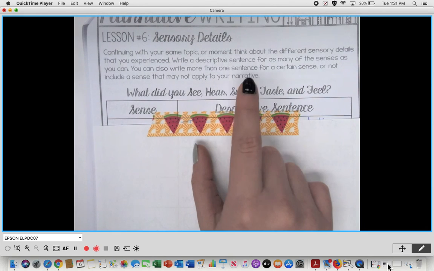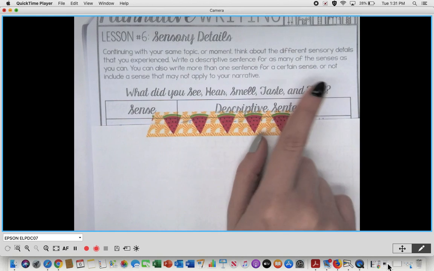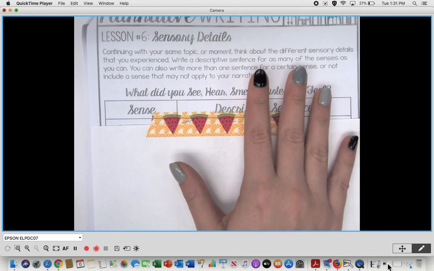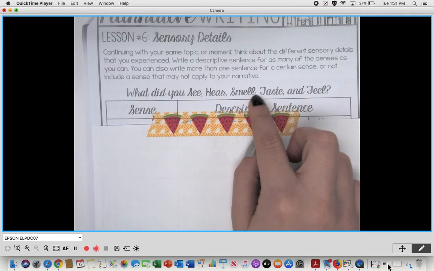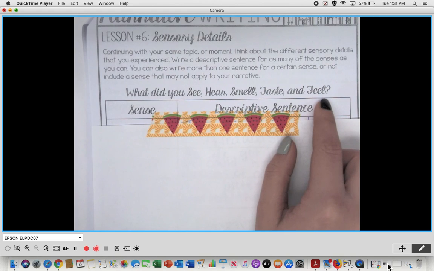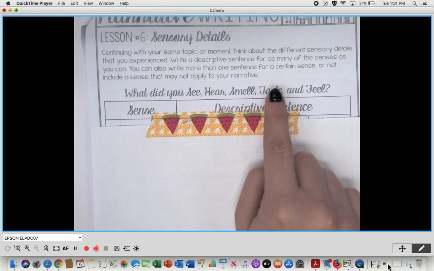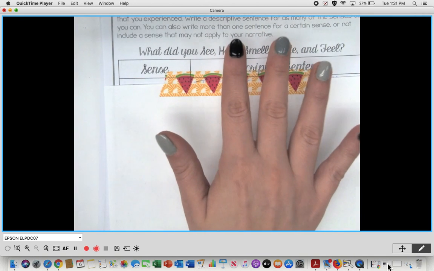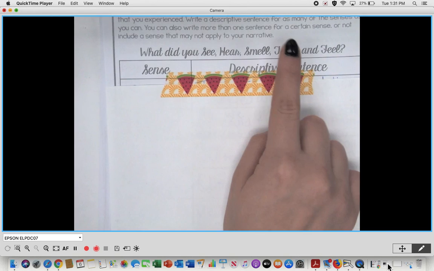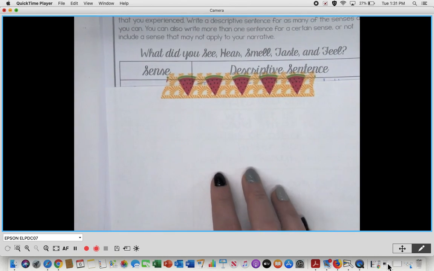And so we have 5 different senses here. We have see, hear, smell, taste, and feel. And as they said at the top right here, you may have a sense here that does not apply to your story. I know for me personally, taste does not apply to my story at all, so I will not be using taste. But you will need in total 5 different sentences using these senses. So keep that in mind, and we're going to go through and look at the examples to help you understand what your job is today.